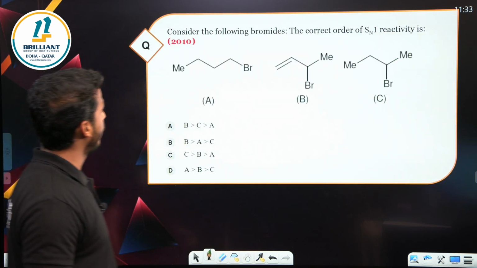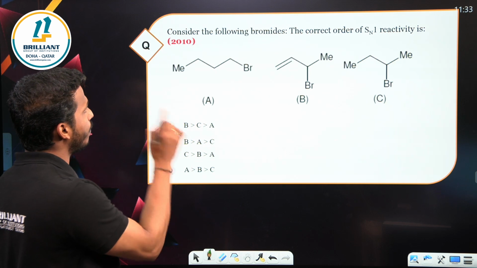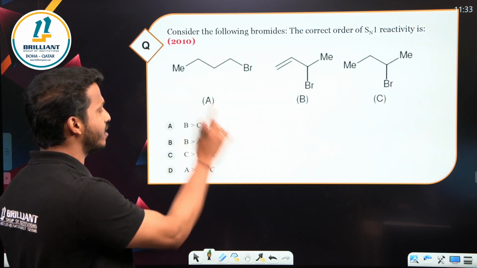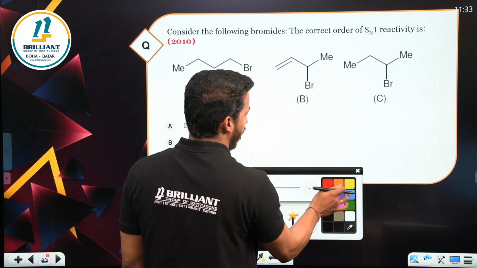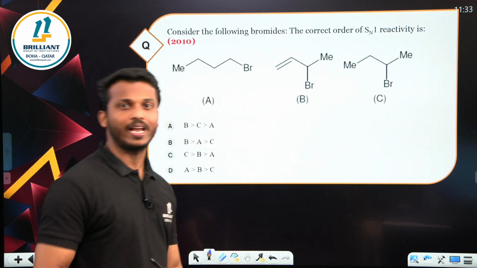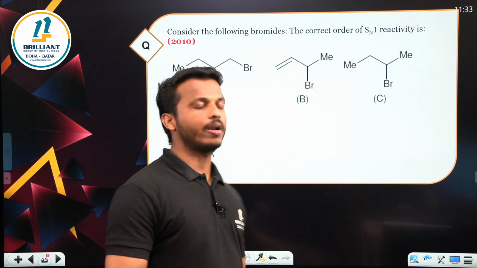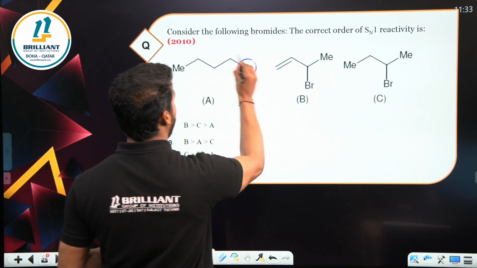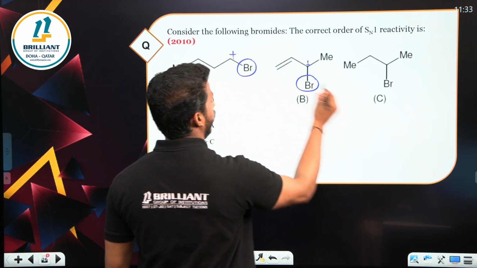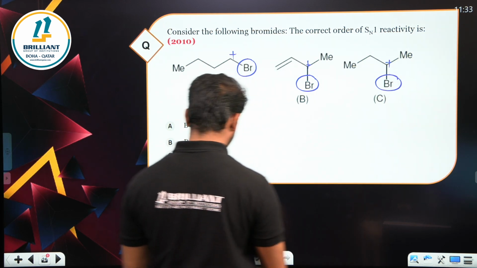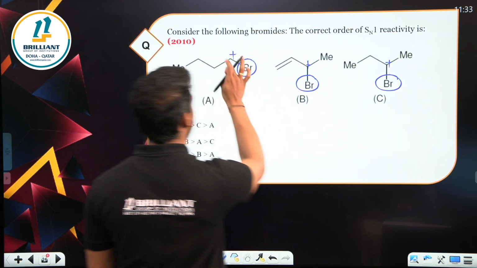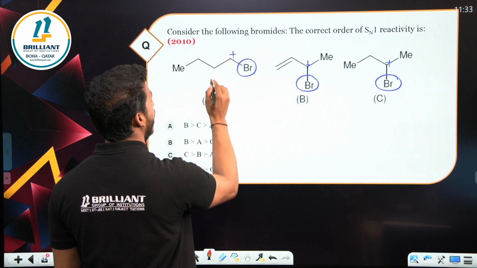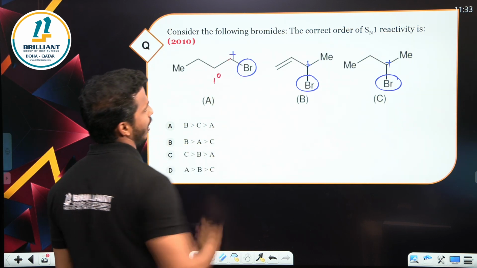Right, next one from 2010. Consider the following bromides. What is the correct order of SN1 reactivity? You may have seen many questions on the SN1 reaction, dear all. Yes, dear all, in the SN1 reaction, the first step is to remove the halogen and make the carbocation. Remove the halogen, make the carbocation. Can you say what type of carbocation this is? It's just a primary, right? It is just a primary carbocation.